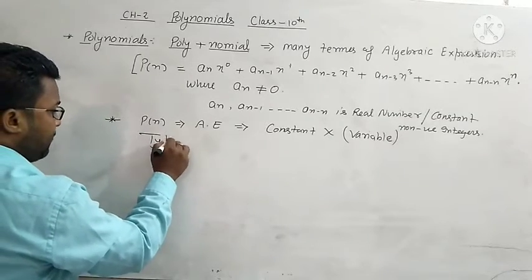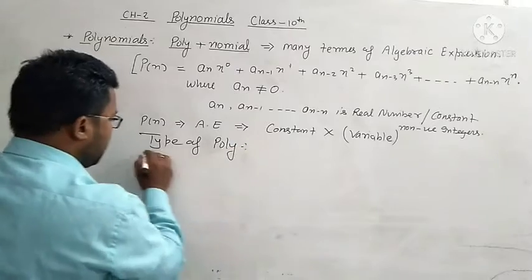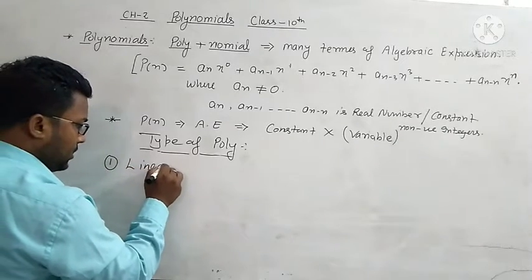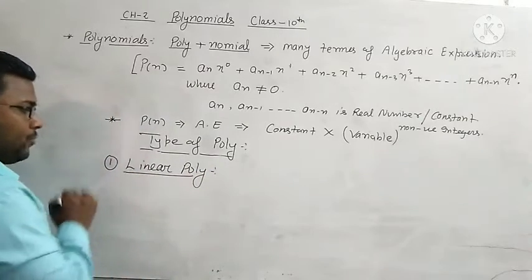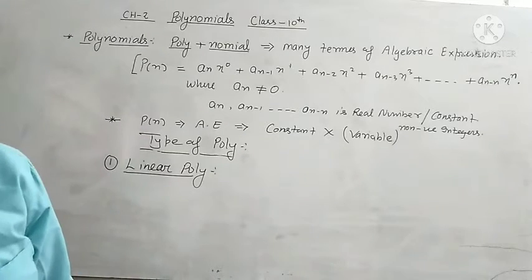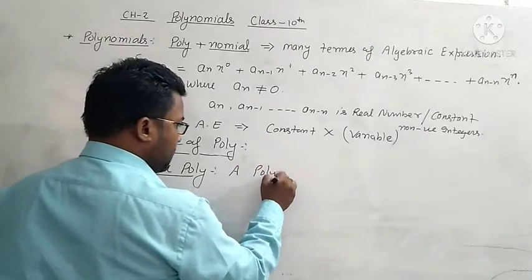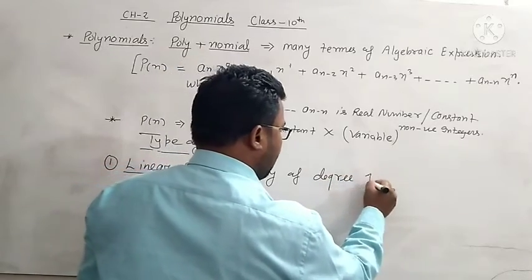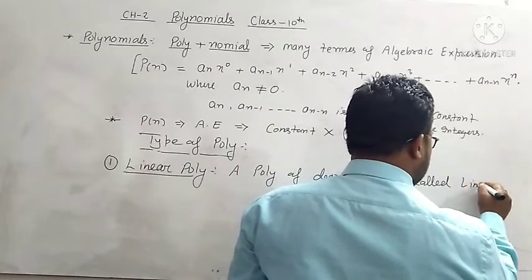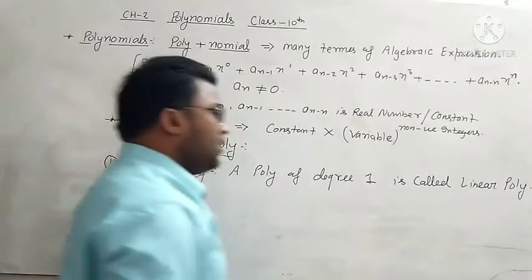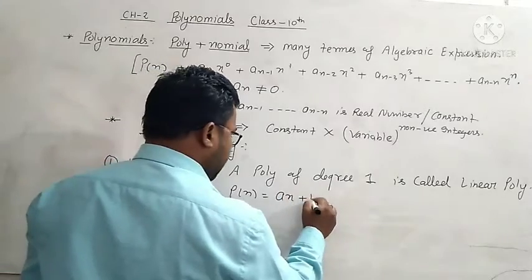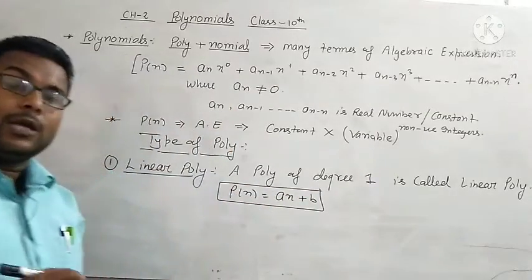Next, define types of polynomials. We will talk about types of polynomials, the first being linear polynomial, which is also studied in class 9. So first of all, what is a linear polynomial? A linear polynomial means we define a polynomial of degree 1. A polynomial of degree 1 is called a linear polynomial. It is denoted by p(x) is equal to ax plus b.